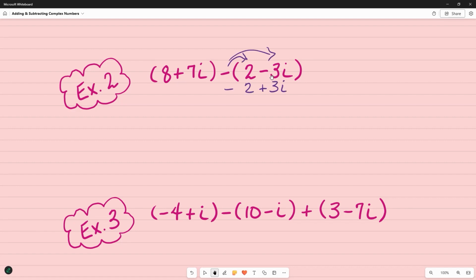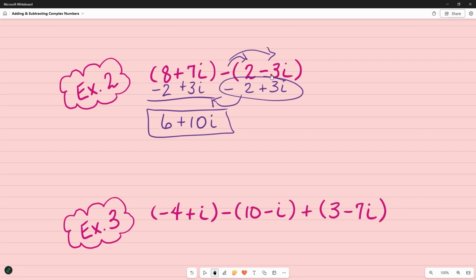If you wanted to do it vertically, then you would take this information and you would line it up with the like term. Once you simplify it, 8 minus 2 is 6, and then 7i plus 3i is positive 10i. Do not try to simplify this. That is your actual answer. You're done. The main thing is just making sure that the I part is second.